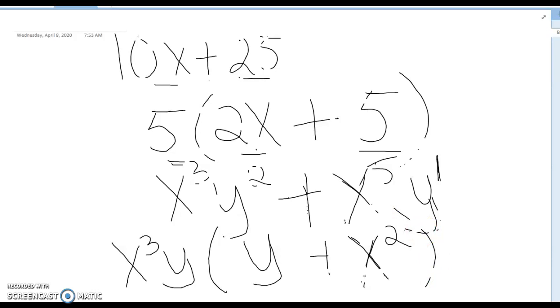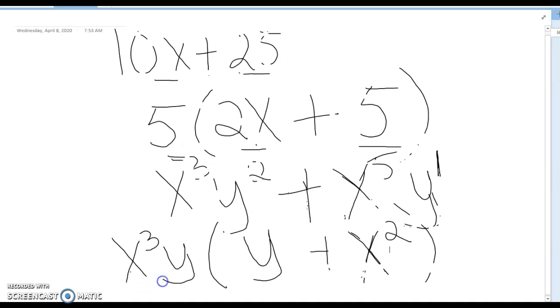Again, I'm very conscientious, so I'm going to check it. When I use the distributive property, I would get x cubed y squared on this side, and over here I would get x to the 5th power y. So I've done it correctly, and that's factoring this expression. If I were to ask you what is the greatest common factor, you would tell me it's x cubed y. That's the greatest common factor.